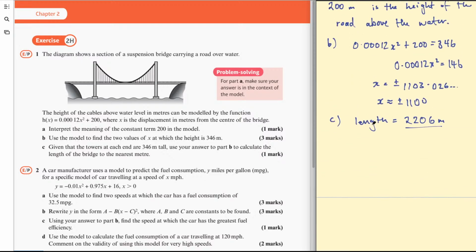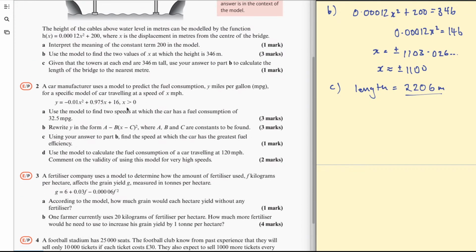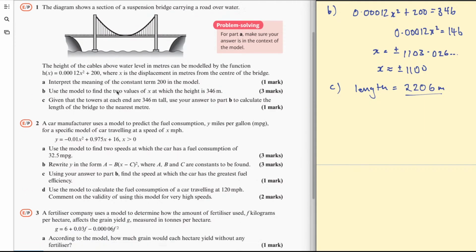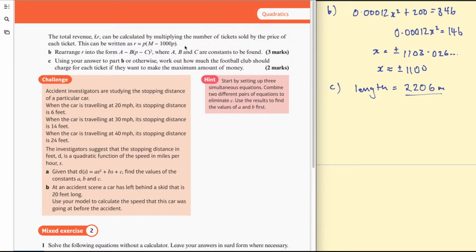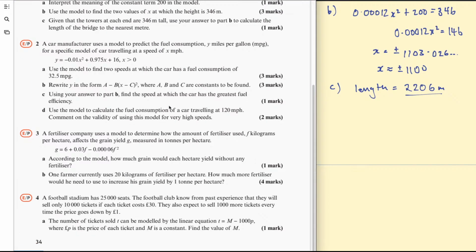Okay. I'm wondering whether to do all of these or not. Usually they go from less difficult to more difficult. So should I do questions 3 or 4? That's the question. Question 3 or question 4?